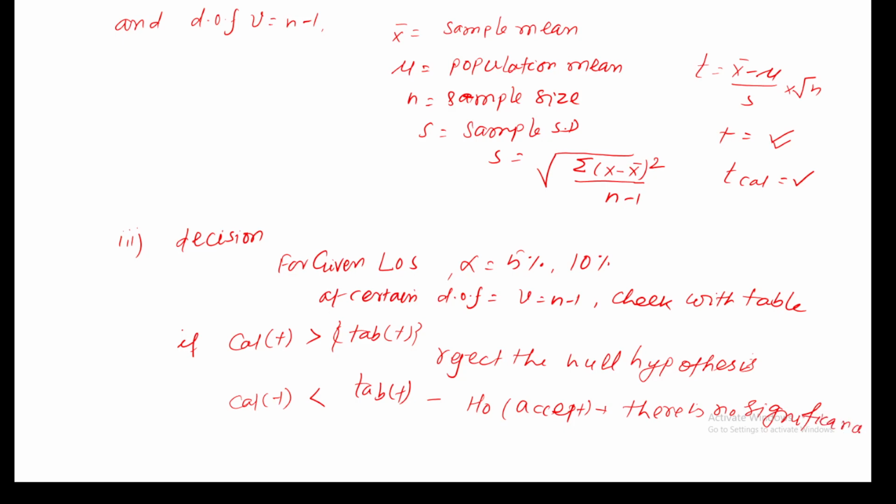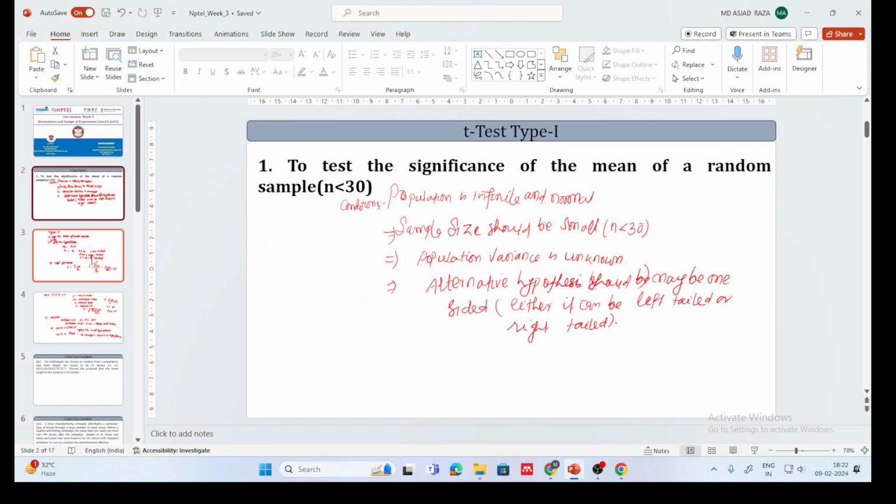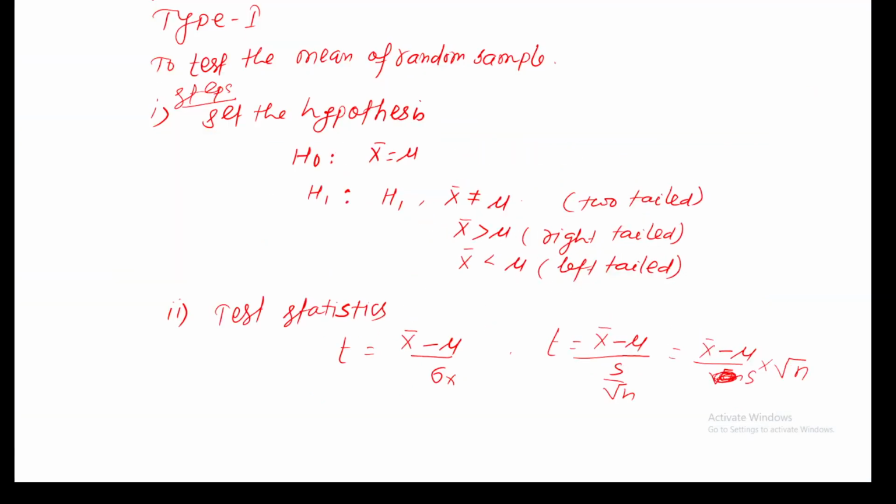Any doubt till here? Anyone? Any doubt till here? No, no, sir. Okay. Will solve based upon the question, or shall I explain one more time? The first test is to check the significance of the mean of a random sample. Okay. So what is the first step?